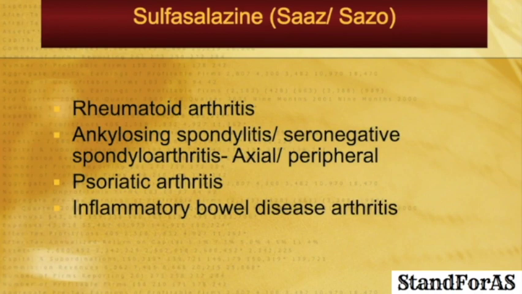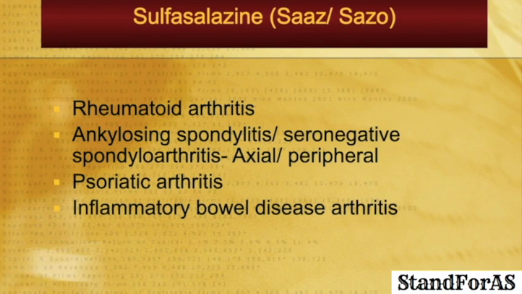Which arthritis is it useful in? It is definitely useful in rheumatoid arthritis, psoriatic arthritis, and inflammatory bowel disease related arthritis. Inflammatory bowel disease related arthritis would mean arthritis in someone who is suffering from Crohn's disease or ulcerative colitis.